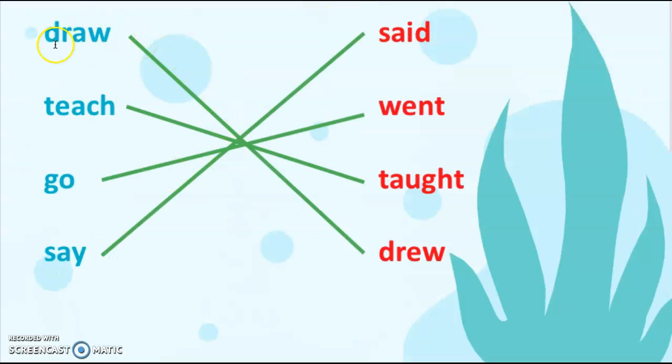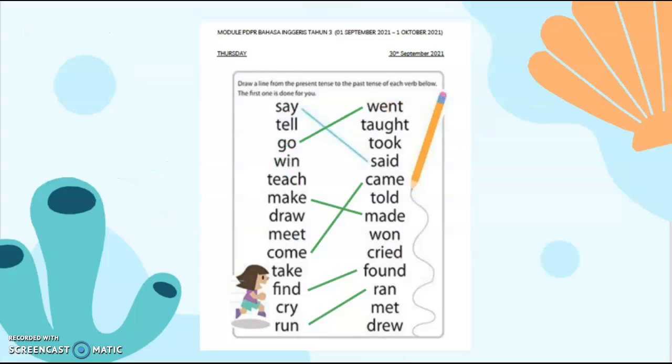These are other irregular verbs. For example, draw, the past tense would be drew. Teach, the past tense would be taught. Today I teach English. Yesterday I taught English. Go, went, say, said. You have to see that say ends with the letter y, so when you change it into past tense, you change y into i and add d. Said.